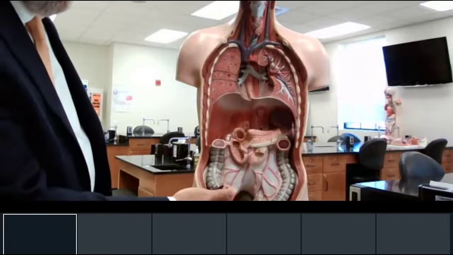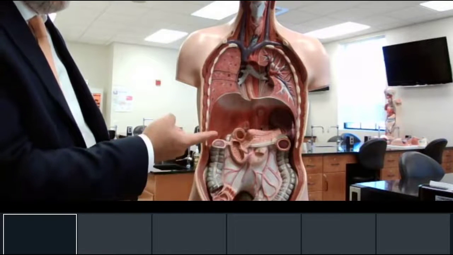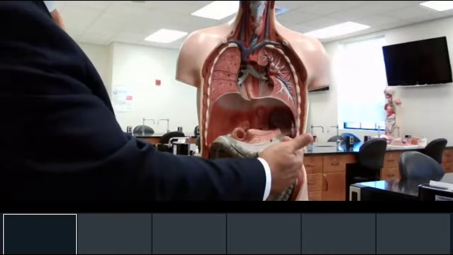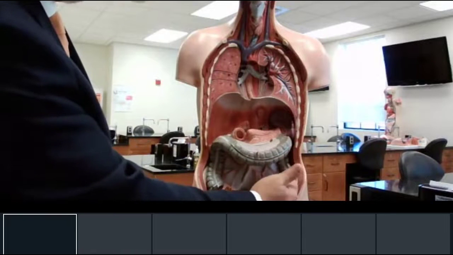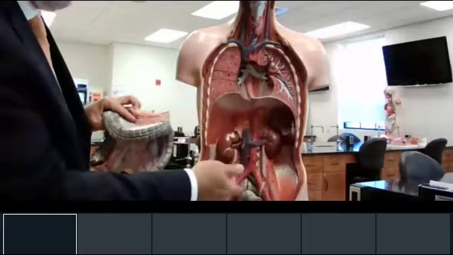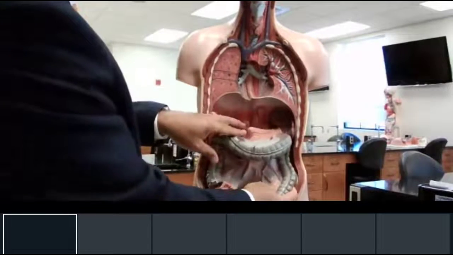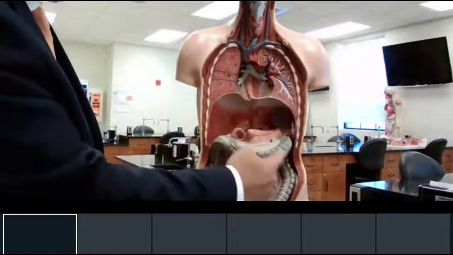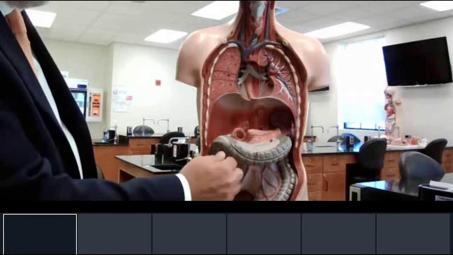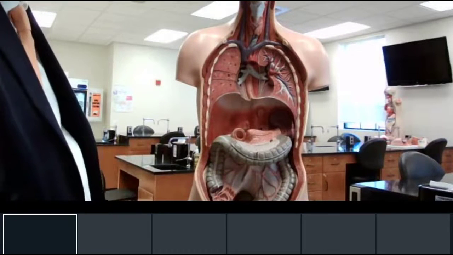So we have the cecum, the proximal part of the large intestine. We have the ascending colon. We have the transverse colon, descending colon, sigmoid colon, and then after that we have the rectum, like straight rectum. Okay, so again, three parts to the large intestine. We have the cecum, the colon, and the rectum.